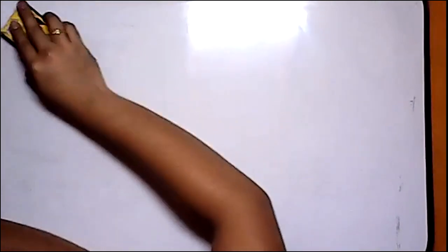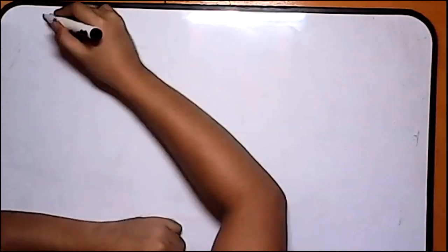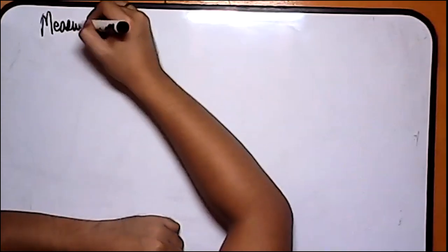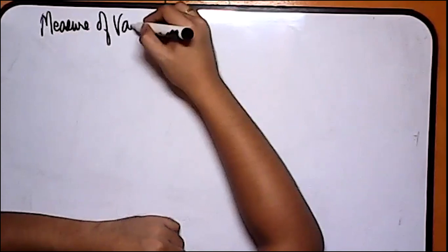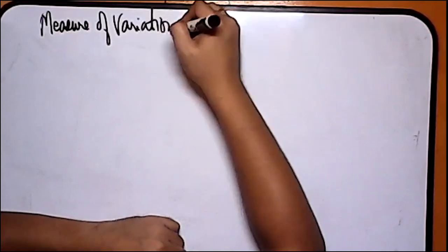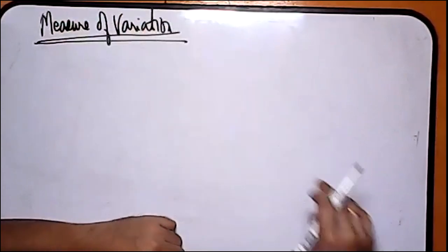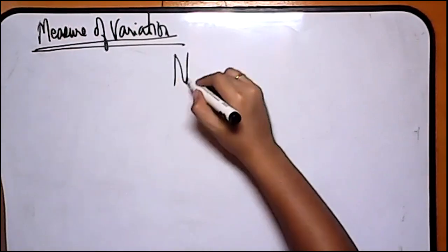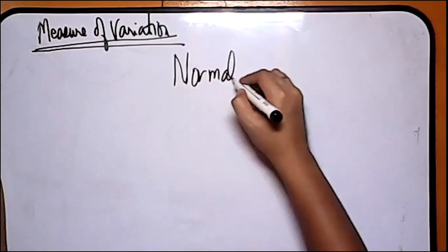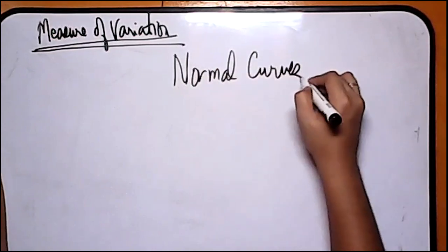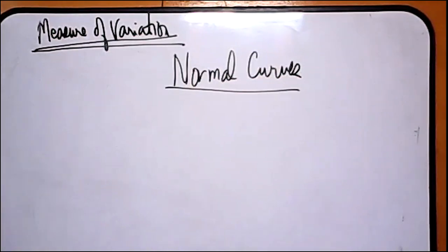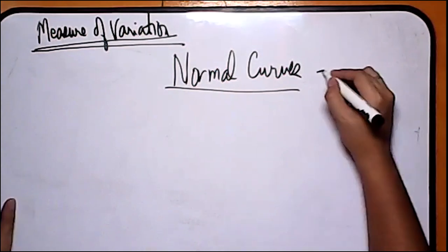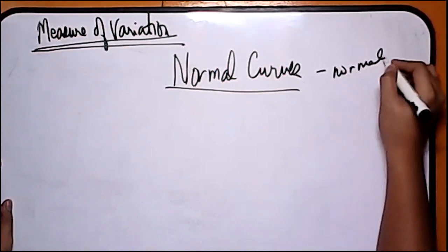Now, let's proceed to another important descriptive statistic, which is the measure of variation. But before we discuss the measure of variation, I would like you to understand first the concept of normal curves. What is a normal curve? A normal curve represents a normal distribution.